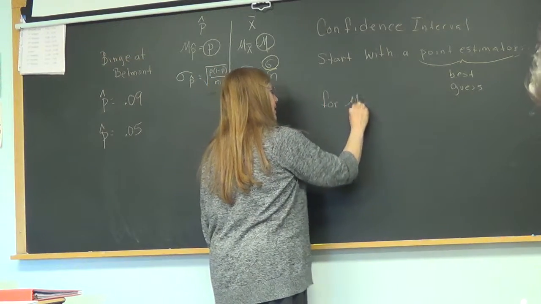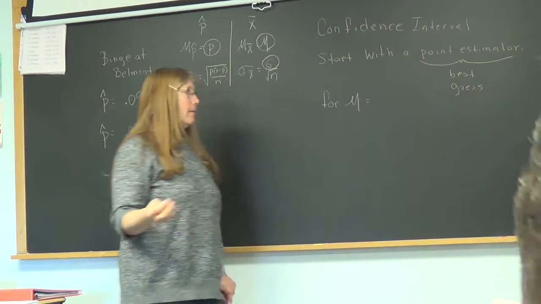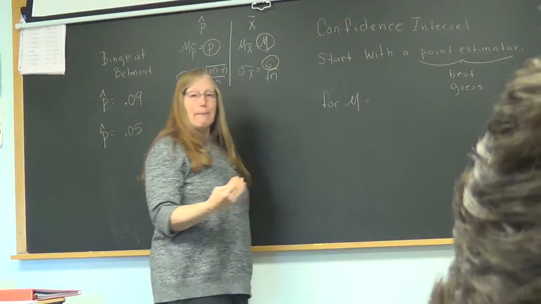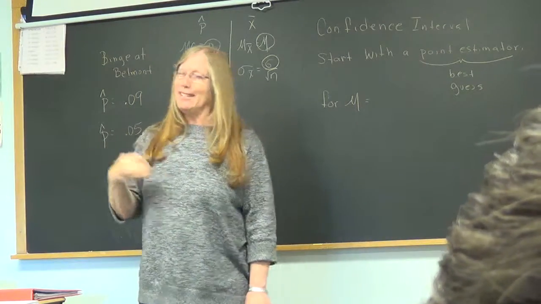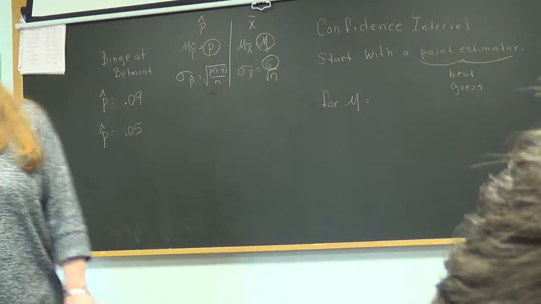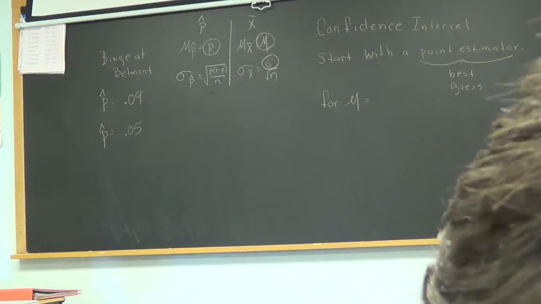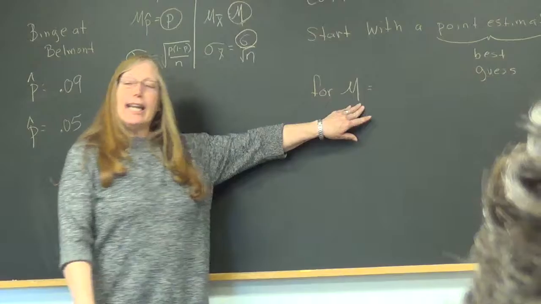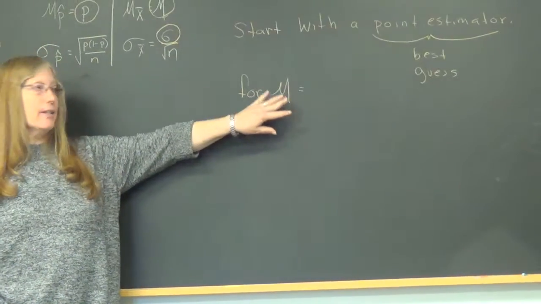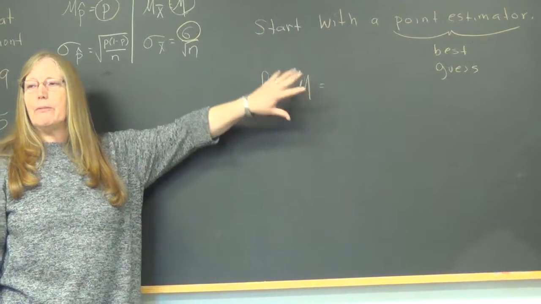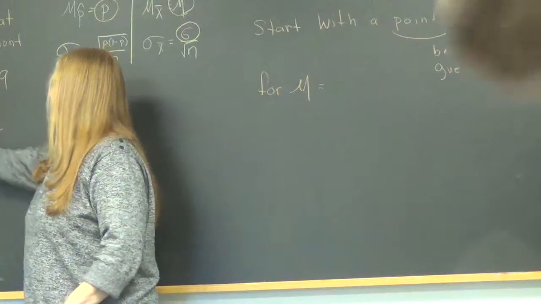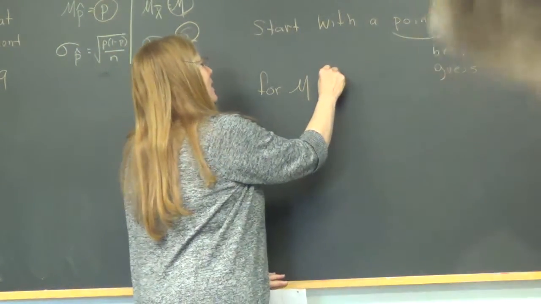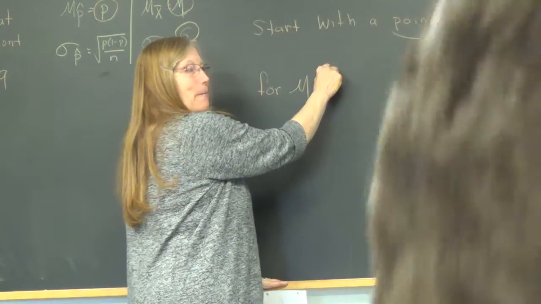So for mu, if we're guessing the mean of a population, and we took a sample, guess what our best guess is going to be. The mean of the sample. Well, that's what we're guessing. For mean, we're trying our best guess for the mean of the whole population. Remember, we've taken, we'll say, one sample. The mean of the sample, which is called the sample mean.